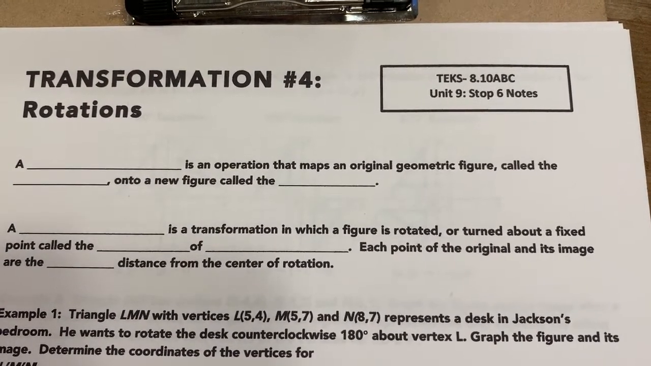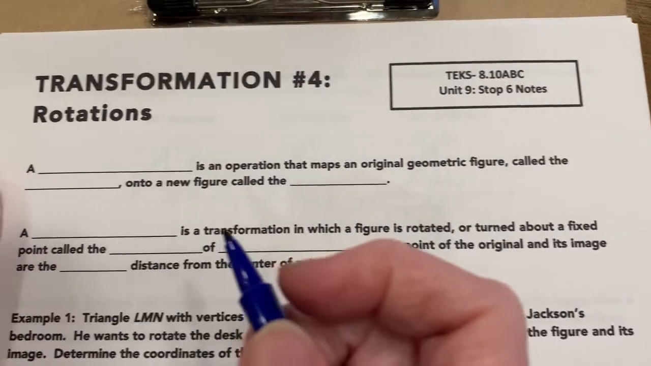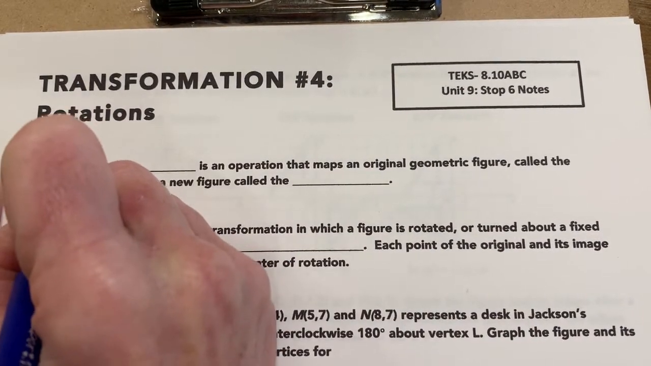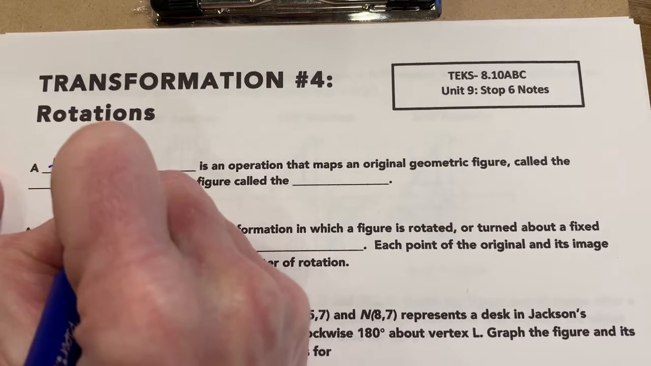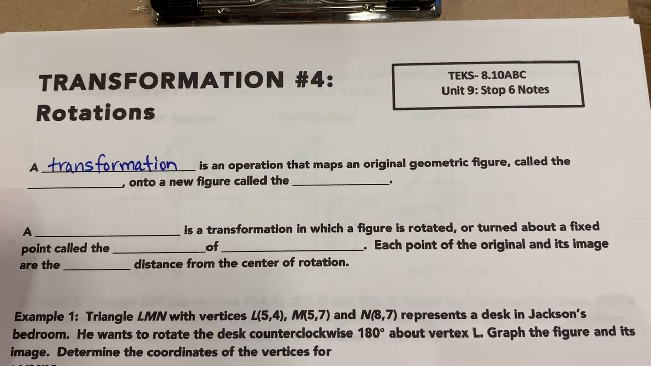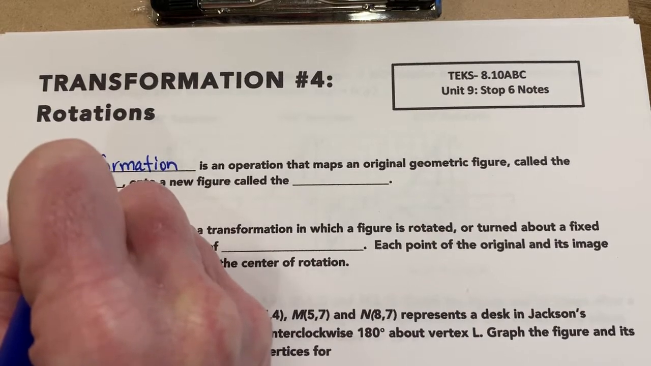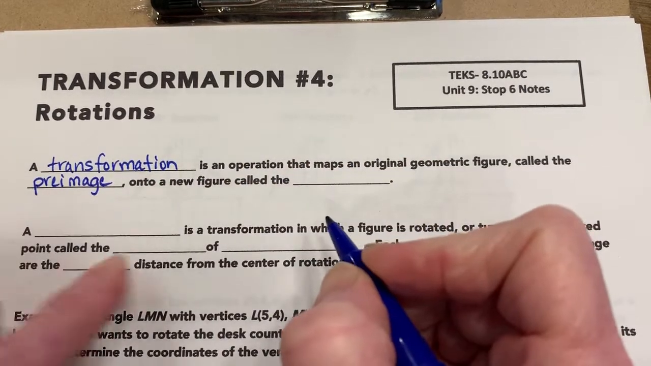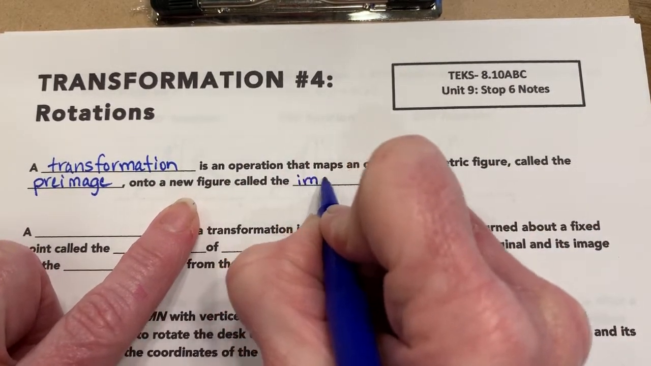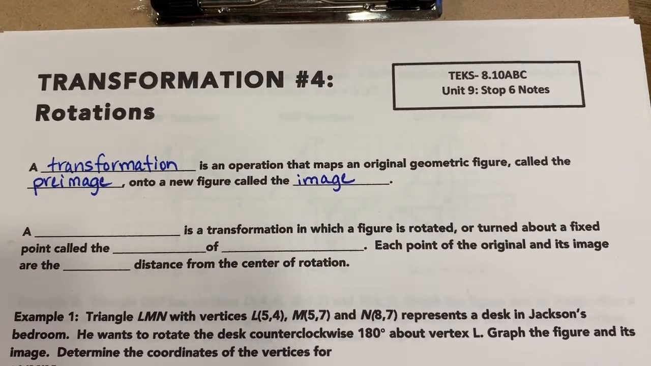So the last transformation we're going to be looking at is the rotation. Again, a transformation is an operation that maps an original geometric figure called the pre-image, that's what you start with, onto a new figure that we call the image. So you're starting with a figure and you're changing it in some way.